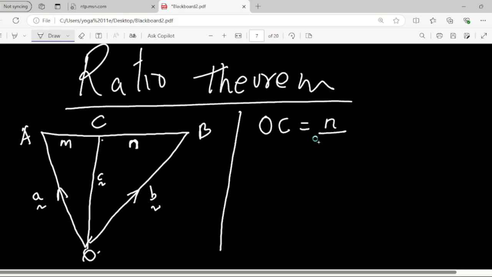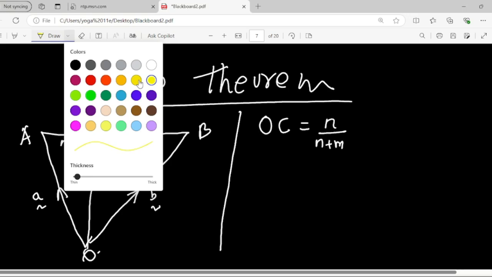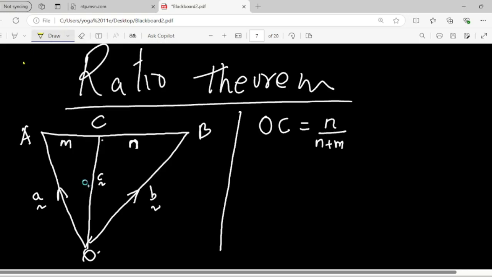Now you see this line OC divides AB into a certain ratio, which is M:N, right? So I want to put a demarcation here. Now you see, I have said OC is equal to N. Whenever you use N, the opposite of N is this vector. So OC will be N over the total, times the vector that is in the opposite.